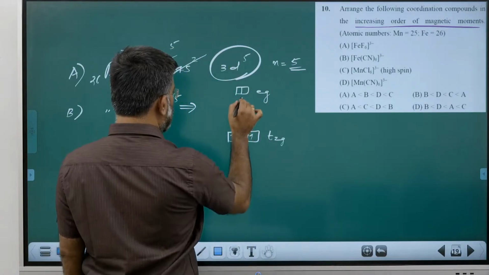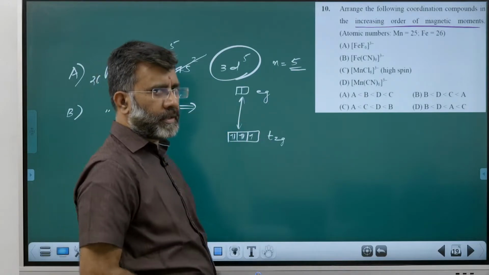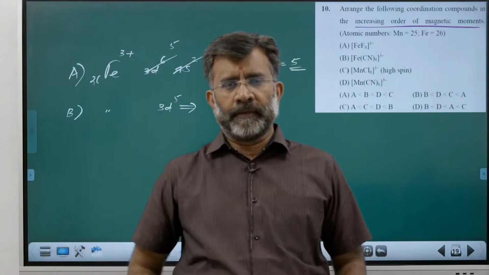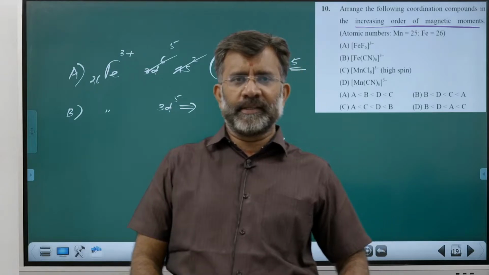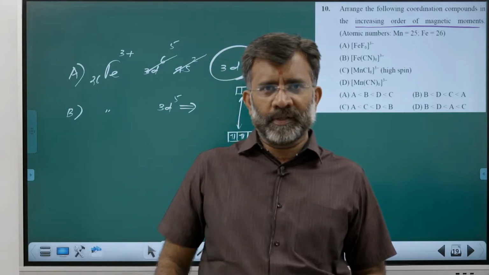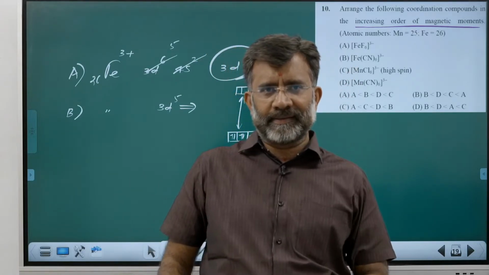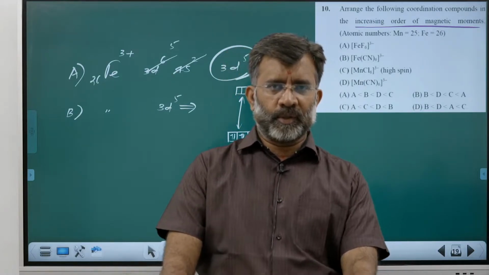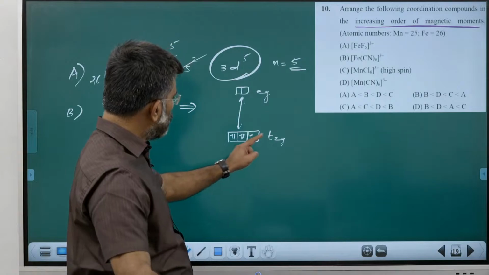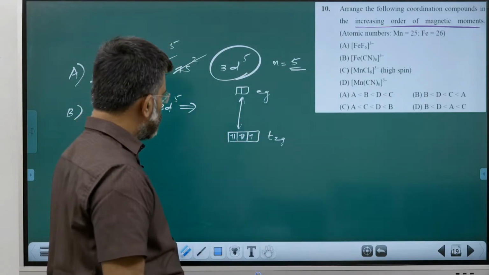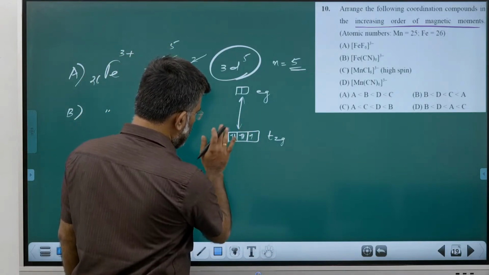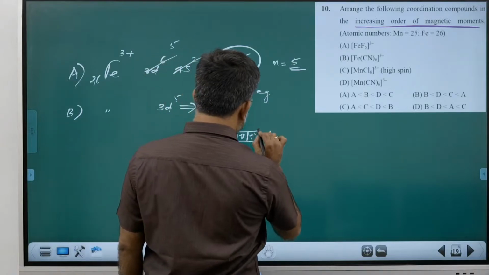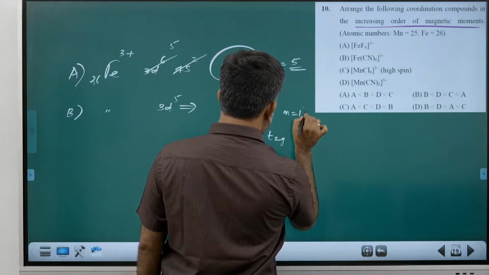Why? Because the difference between t2g and eg remains large. Why? Because we have a strong field ligand. So what happens? The electrons are forced to pair up. So how will be the electronic system? t2g contains 5 electrons, so 4 electrons will be paired and only 1 electron remains unpaired.